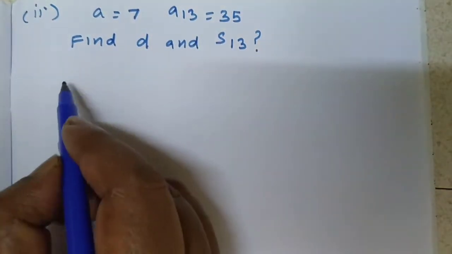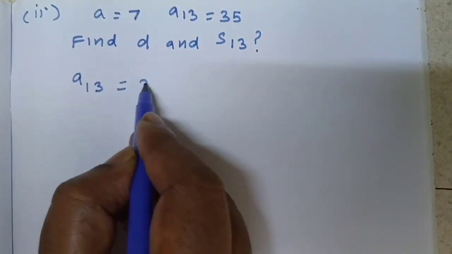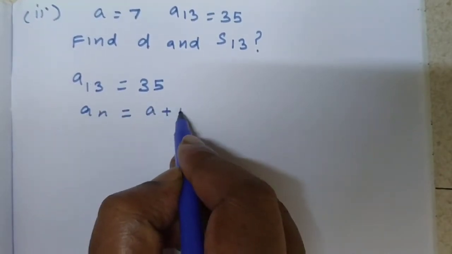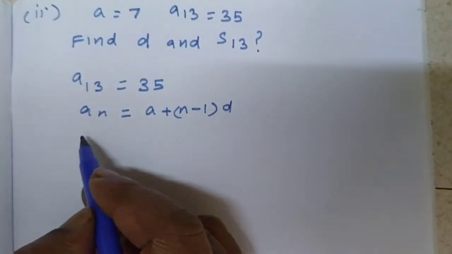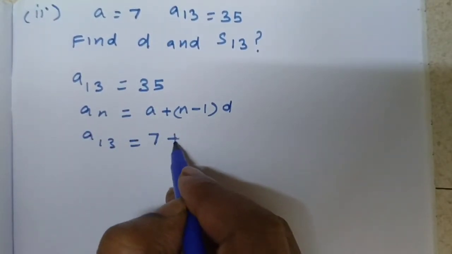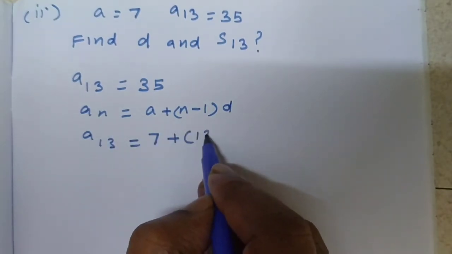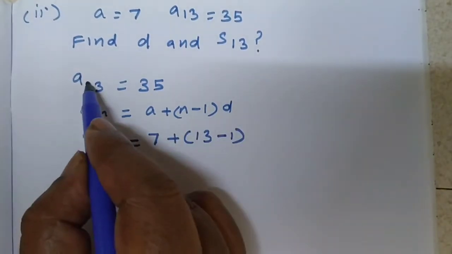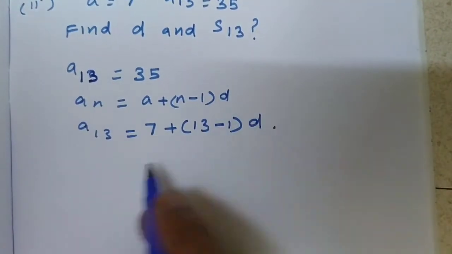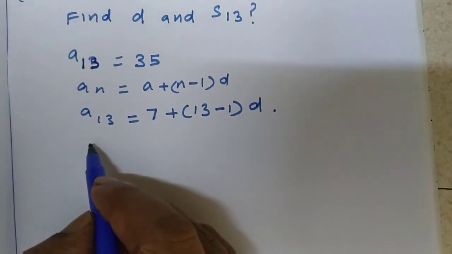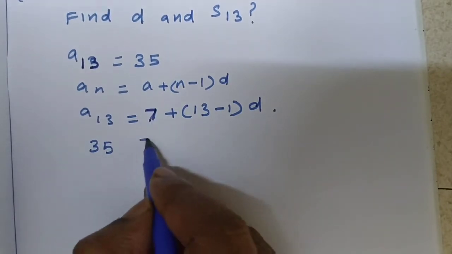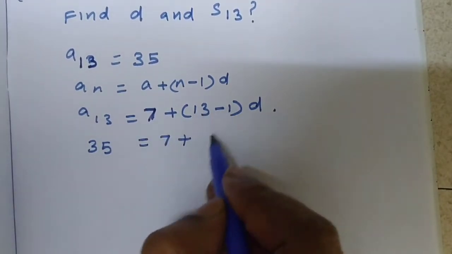The value of a13 is given as 35. an is a plus n minus 1 into d. a13 is, the value of a is 7, the value of n is 13, 13 minus 1, into the value of d. So a13 is 35, which equals 7 plus 13 minus 1, that is 12d.